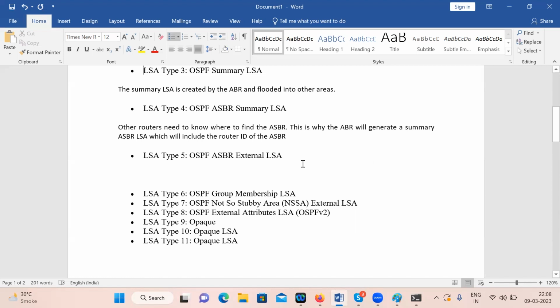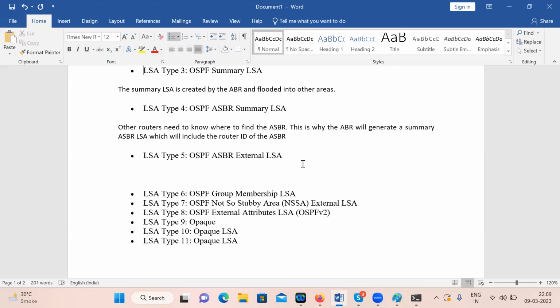You have to remember the starting 5 LSAs. I'm telling again and again. Type 1 router LSA is used within the same area, never crosses the area boundary router. Type 2 is generated by the DR router to inform every other router in the BMA topology. Type 3 is generated by the ABR to exchange one area's information into another area. Type 4 LSA, ASBR LSA, is used to inform the ASBR information, not the network information. It informs the router ID of the ASBR.